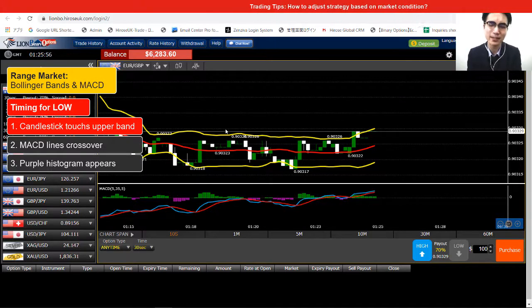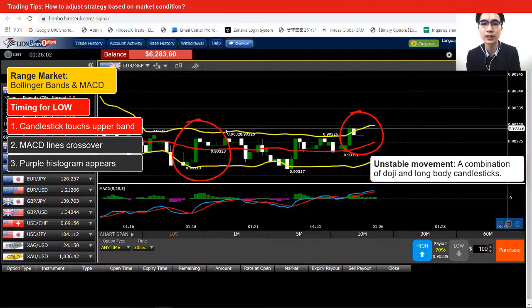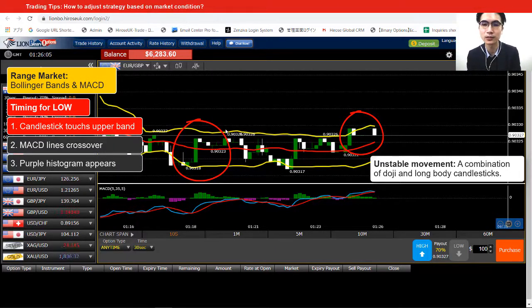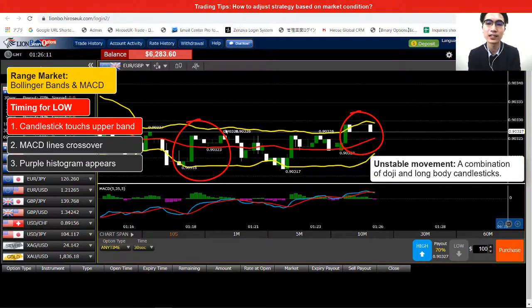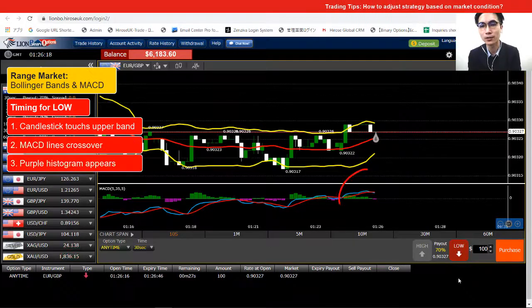But now you see the price here, I see a lot of doji, which is the lines, with a combination of the long body candlestick. So the price is not stable, but I will still give it a try. I will take the risk. But whether you trade this kind of market or not is actually up to you. So let me open the trade.